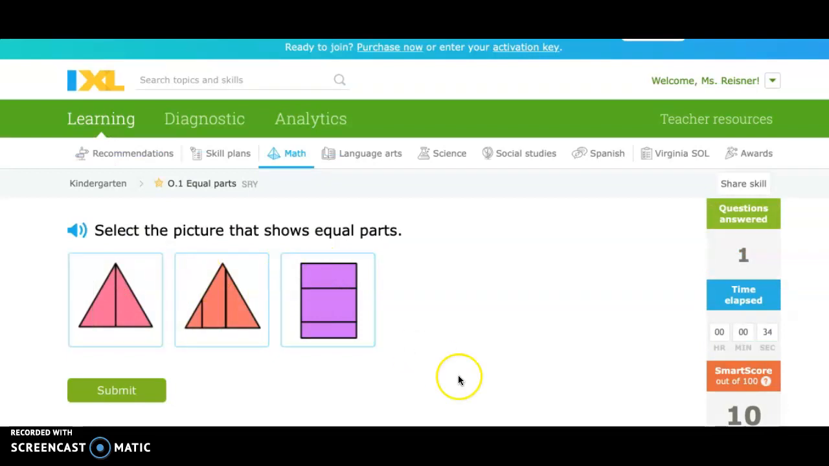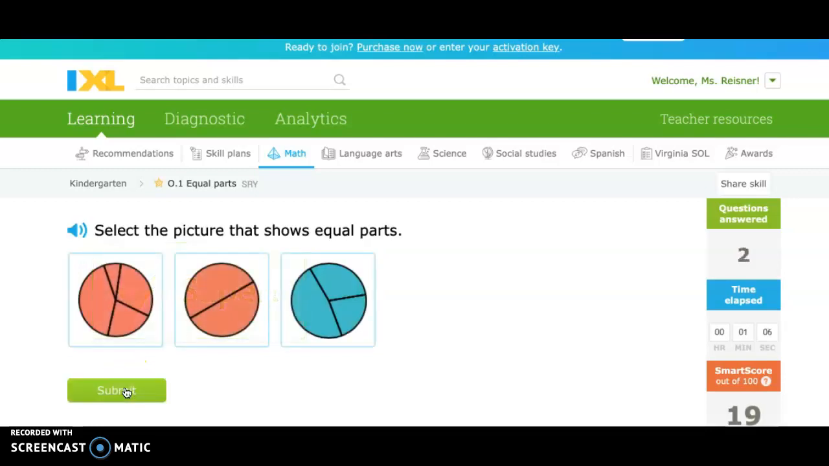All right, select the picture that shows equal parts. This one, or this one. Make sure equals the same. Is it this one? No, because look, this is smaller than this. And then this is even smaller. Is it this one? No, this is not all the same size, is it? Is it this one? Yeah, all right.